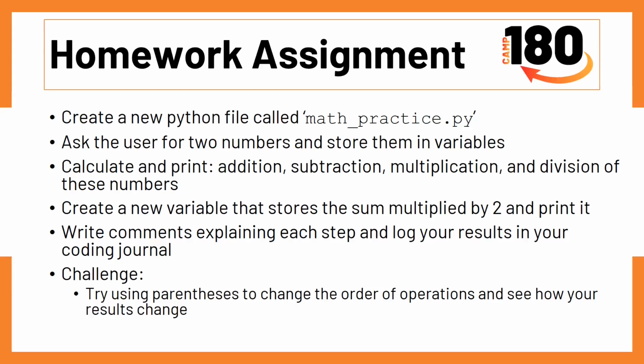Now that we know all about using math in Python, here is our homework assignment for this week. Create a new Python file called math_practice.py. Ask the user for 2 numbers and store them in variables. Calculate and print addition, subtraction, multiplication, and division of these 2 numbers. Create a new variable that stores the sum multiplied by 2 and print it. Write comments explaining each step and log your results in your coding journal. As a challenge, try using parentheses to change the order of operations and see how your results change.